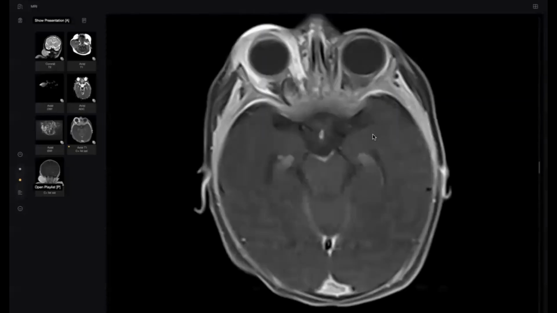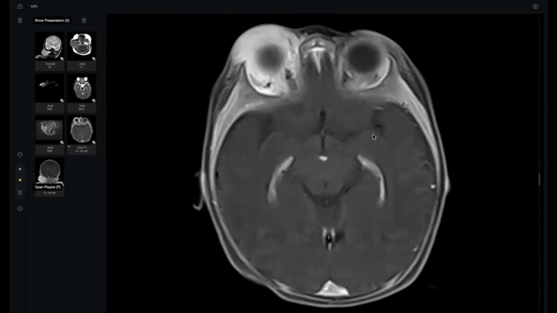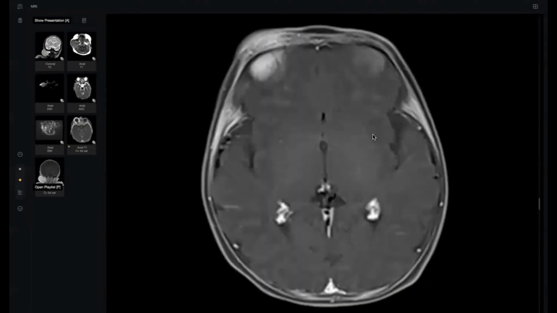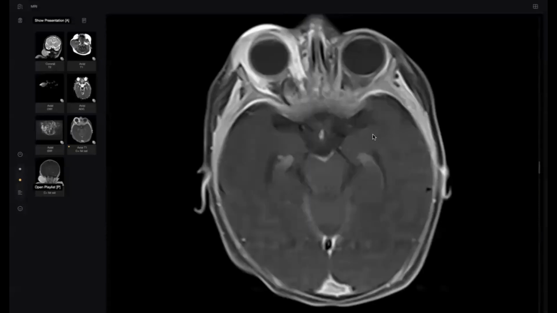Okay, what else? Look again. What else? In the right orbit, there is evidence of some hyperintensity. So what's your diagnosis? Edema. Okay, there is edema and thickening of the preseptal region also. I would like to see the other images of the orbit also. No need. What's your diagnosis? Very conclusive.